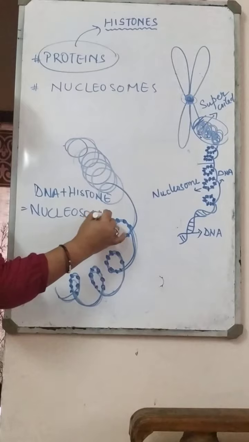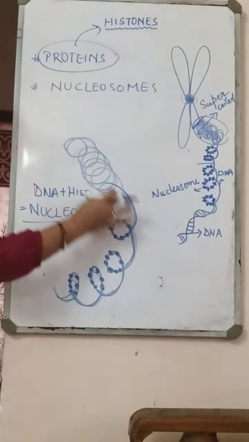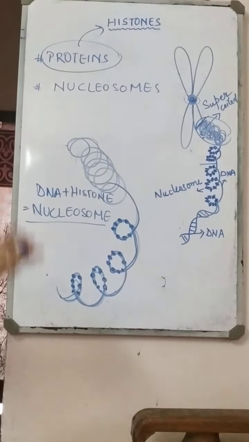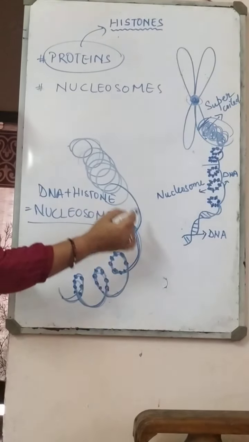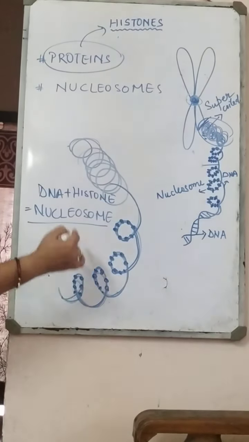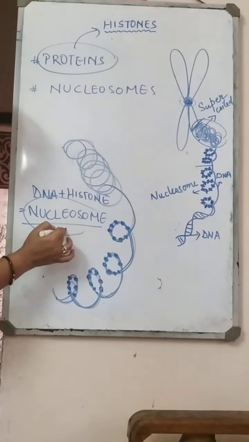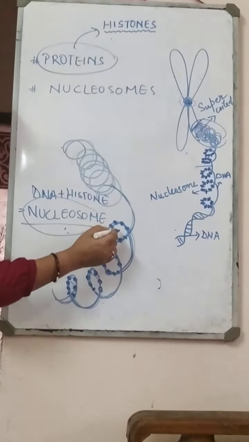So what is the histone's function? The histone's function is to pack the DNA. This is DNA, a lengthy one, so this DNA has to be packed. This can be packed with the help of histones. So this lengthy DNA gets compactly packed in the form of loop-like structures at regular intervals called nucleosomes. What are nucleosomes? Nucleosomes are nothing but DNA plus histone.